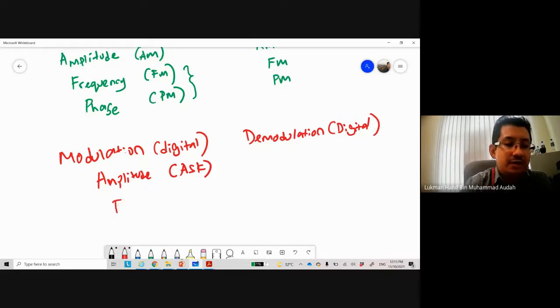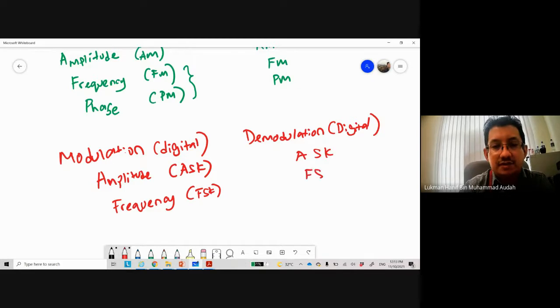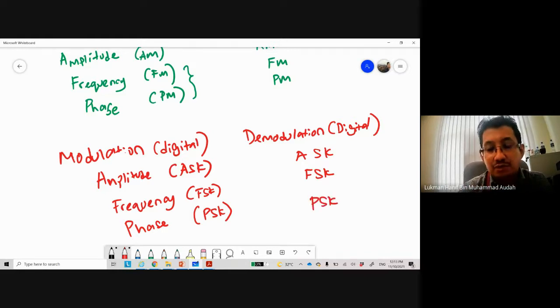And then you will learn about frequency shift keying. This is FSK. So ni sama juga, ada ASK demodulation, ada FSK. And then ada phase shift keying, PSK. Saya rasa kamu pun sudah pernah dengar perkataan-perkataan ini. So ini adalah PSK, demodulation technique.